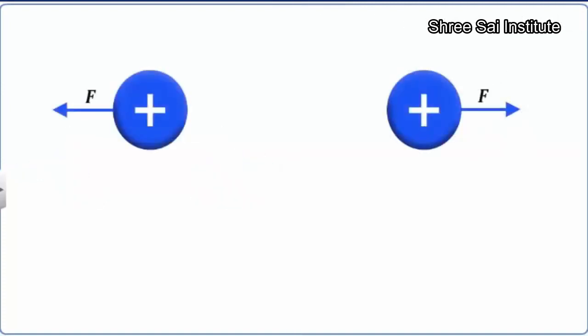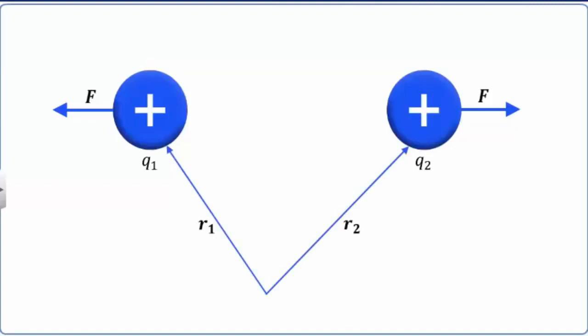Let us now study Coulomb's law in vector form. Let the charges Q1 and Q2 be at positions specified by the position vectors R1 and R2 with respect to the origin O. The vector R21, equal to R2 minus R1, joins Q1 and Q2. The force on Q1 due to Q2 is F12. The force on Q2 due to Q1 is F21.